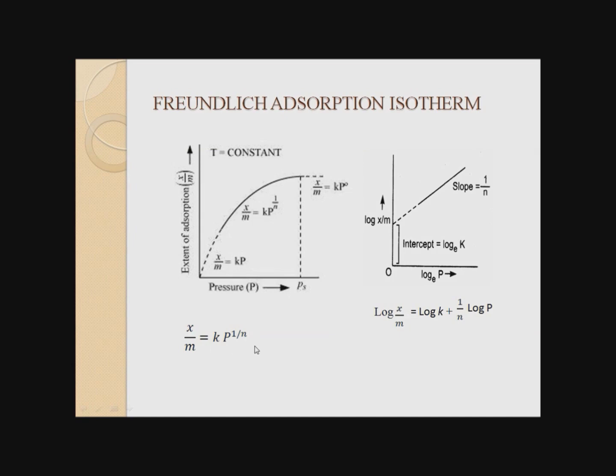To test the validity of this equation, taking log on both sides, we get log x by m is equal to log k plus 1 by n log p. This is a straight line equation. If we plot a graph between log x by m and log p, we get a straight line with slope 1 by n, as shown in graph 2.